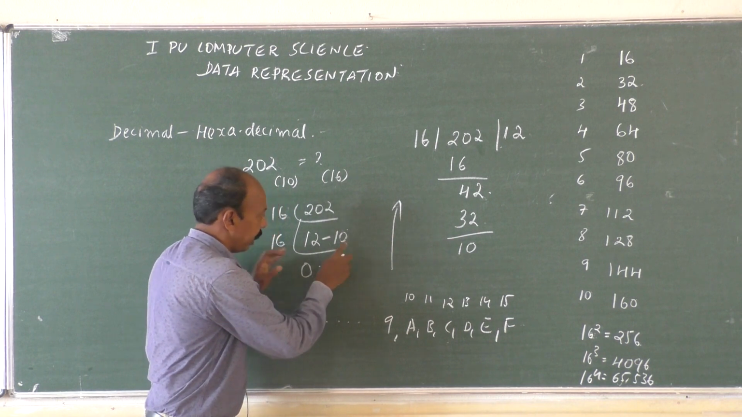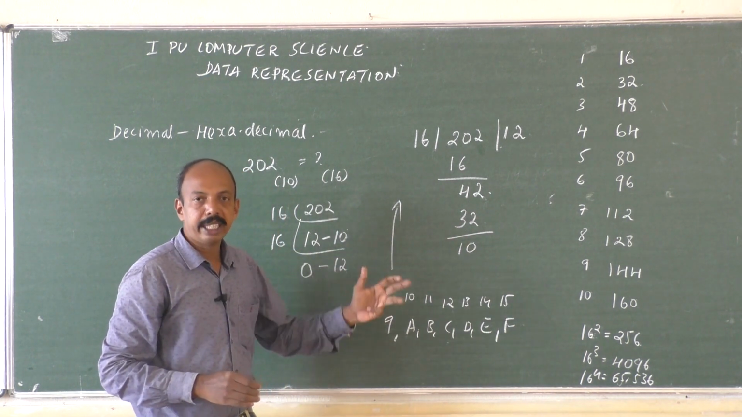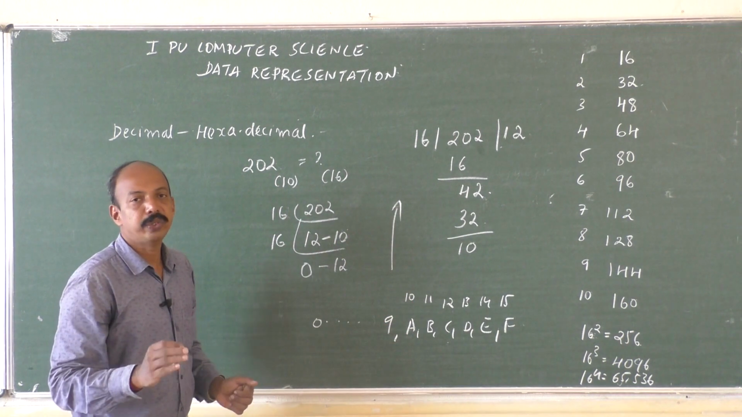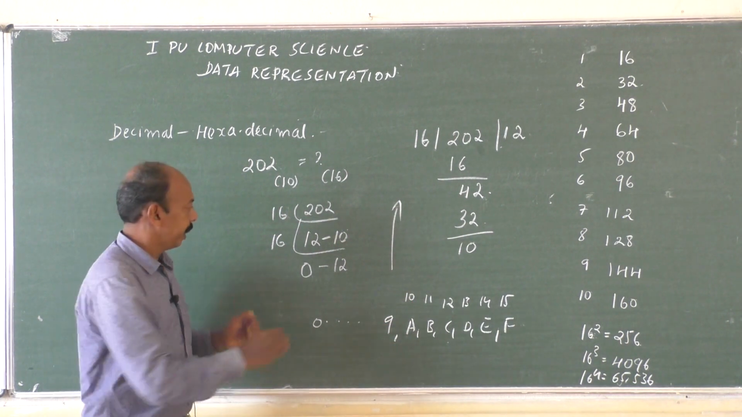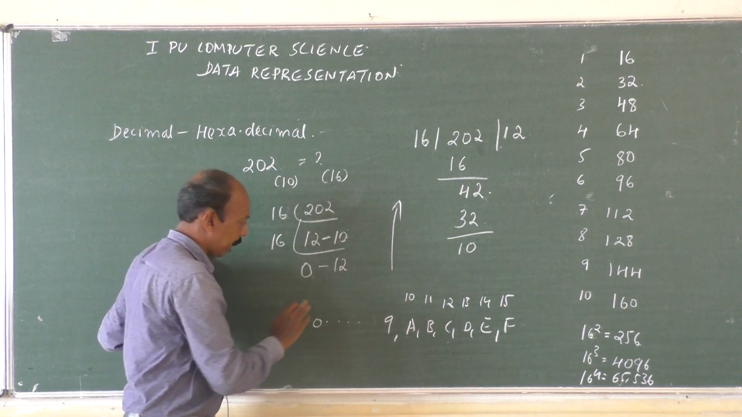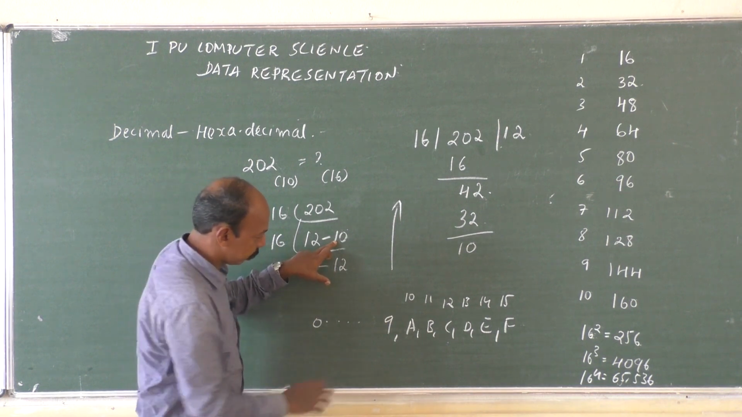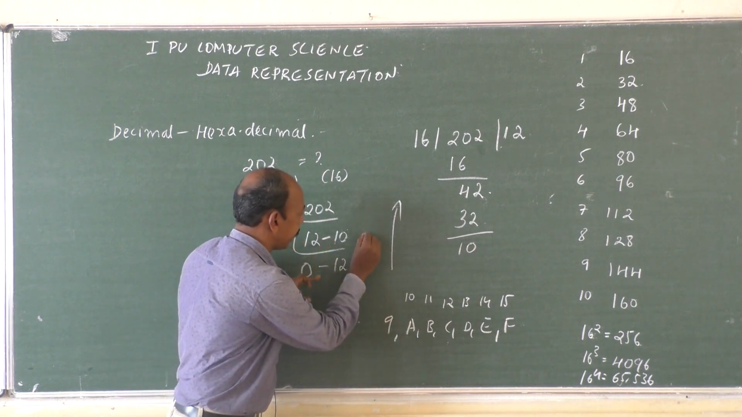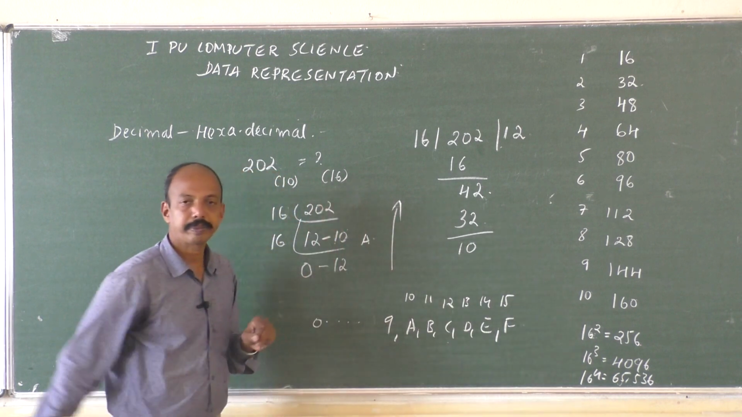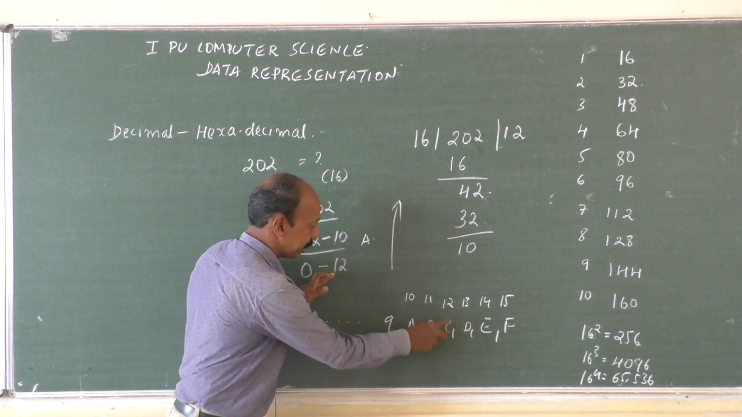So I will repeat, 10 and above only: 10, 11, 12, 13, 14 and 15. Where do we look? Only in the remainder. In this case, 1 is 10. So what is the equivalent of 10? It's A. The other one is 12. What's 12? That is C.